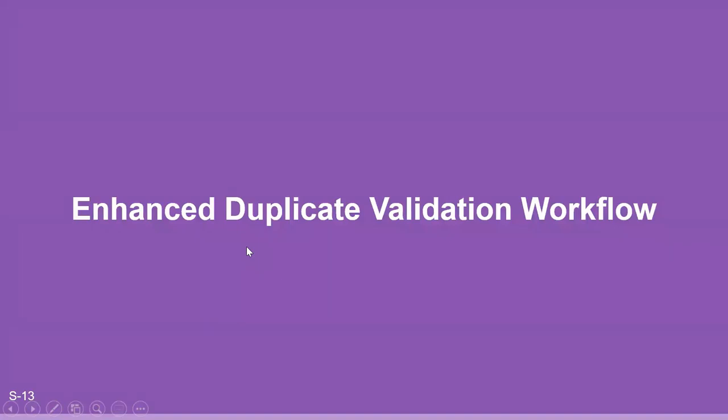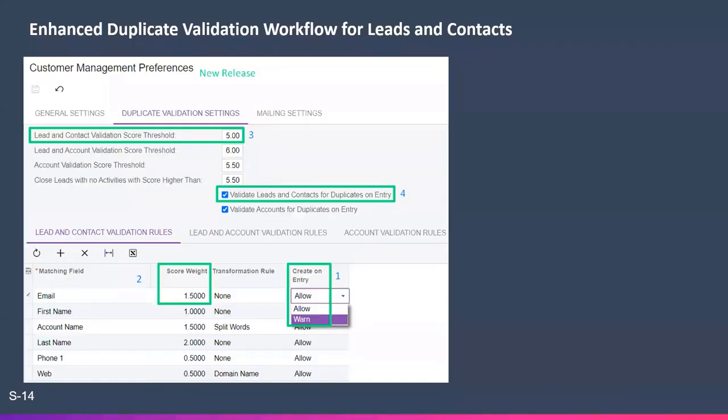Enhanced duplicate validation workflow. Now users can more flexibly configure the duplicate validation workflow, which helps to decrease the number of duplicate leads, contacts, and business accounts in the system. In previous releases, users could check if a new lead or contact had duplicates only after the new record had been created in the system. As of this release, the system gives users the ability to check if a lead or contact has duplicates before a new record has been created.